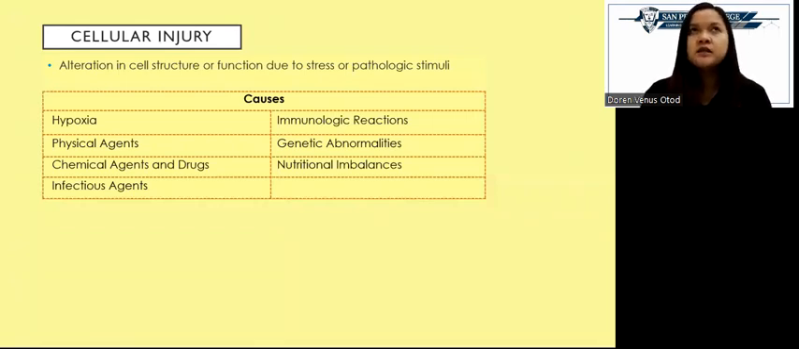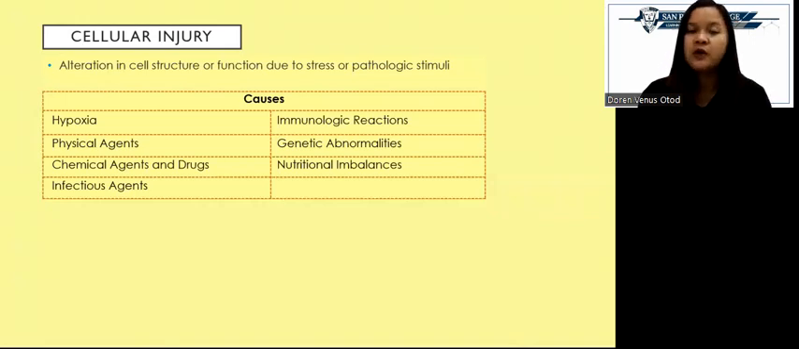When we say cellular injury, this is the most common response of the cells in almost all types of diseases. During cellular injury, there is an alteration not only on the structure of the cell, but also on its function. This is brought about by the presentation of stress and other pathologic stimulus. So we have here on the list in the table the different causes of cellular injury.